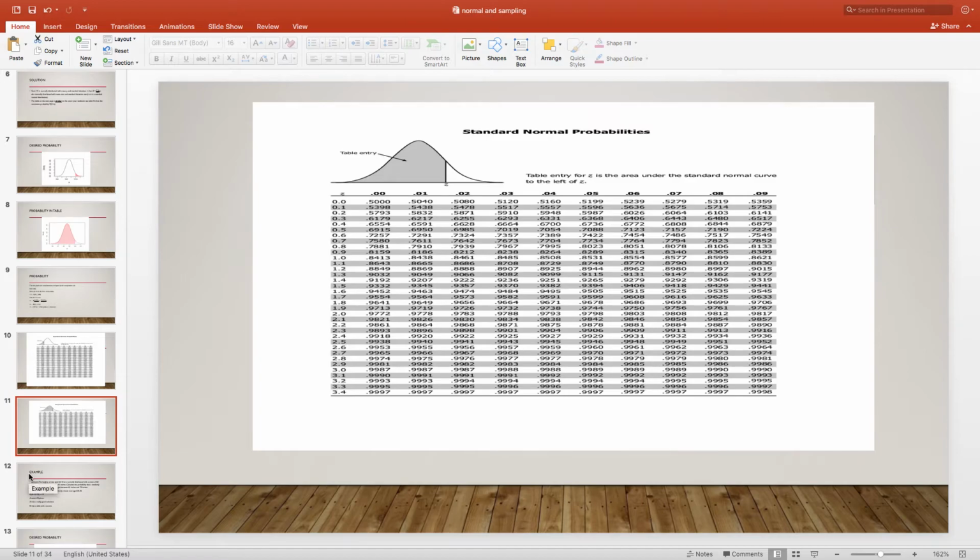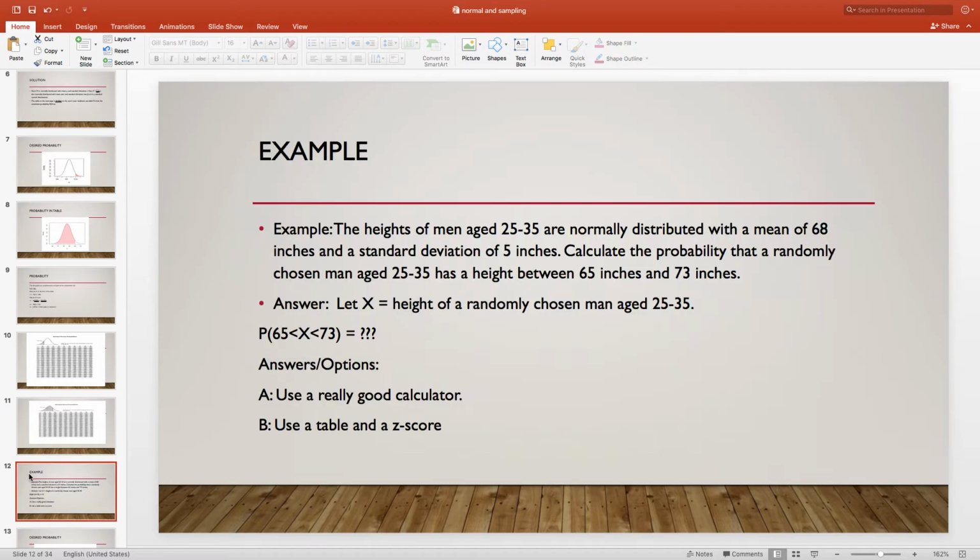So using the table, as you can see, is a little bit more involved, but it's up to you how you want to calculate your probabilities. I personally prefer the calculator, but I'm okay with either one.